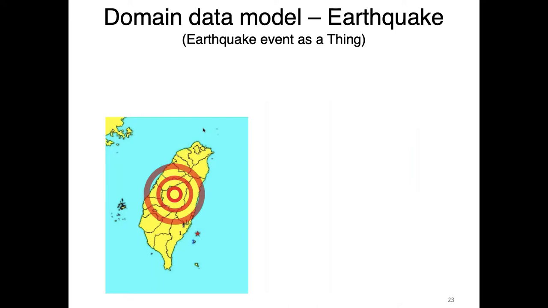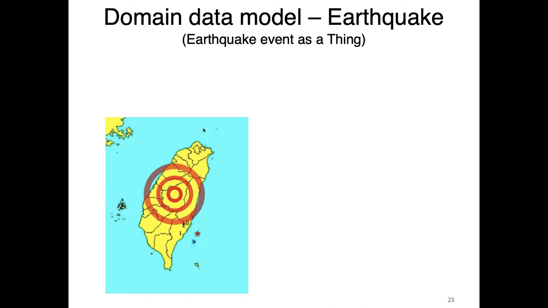So we also model the earthquake event as a thing. The reason that we do that is because the earthquake actually has its own properties, for example, where exactly that earthquake is, and also what the magnitude is. So there are some properties that you need to describe, and this is our way to do it.